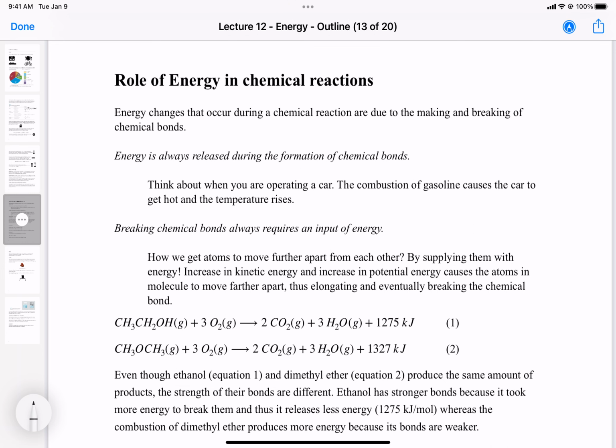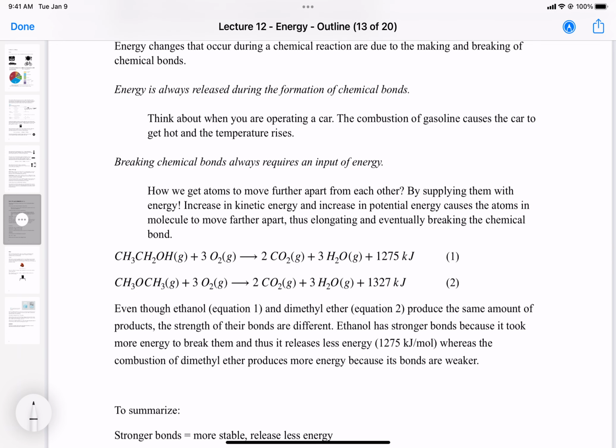Okay, so let's look at these two examples. The first example is ethanol, and this is dimethyl ether. In these compounds the reaction is pretty much the same. They produce 2 moles of carbon dioxide and 3 moles of water, but one produces more energy. When energy is on the product side, we say energy is being produced, evolved, or released from these molecules. Even though ethanol and dimethyl ether produce the same amount of moles of products, the energy produced is different.